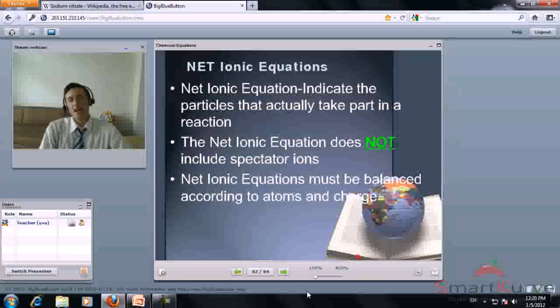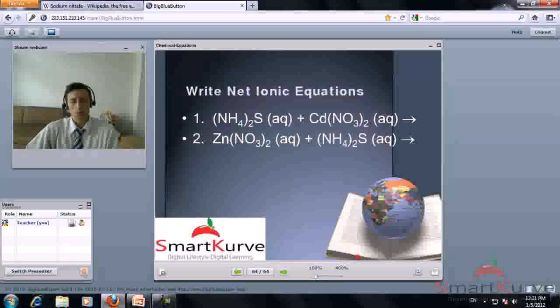And the net ionic equation indicates the particles that actually take part in the reaction. It does not include spectator ions. All right, so net ionic equations.